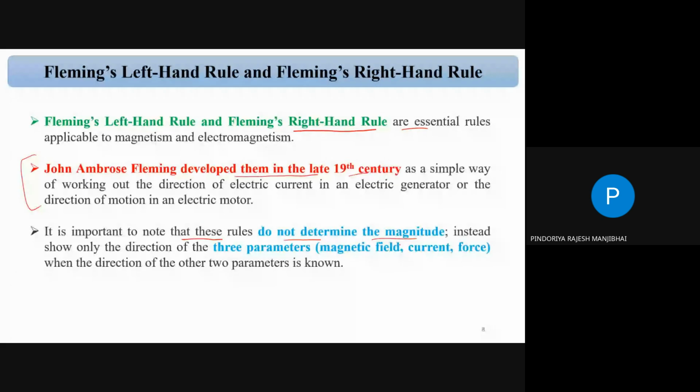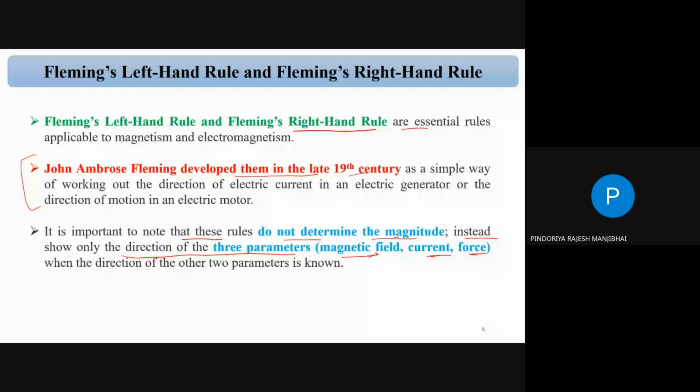Instead of showing magnitude, it shows only the direction of 3 parameters. First is the magnetic field, second is the current, and third is the force. Correct?